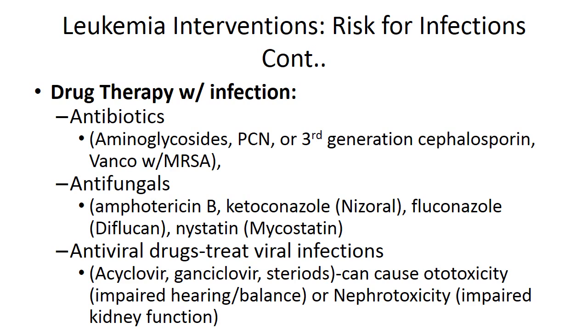Further drug therapy that is used if patients actually do develop an infection can be antibiotics, antifungals, or antiviral drugs. It's important to remember that antibiotics are often given as broad-spectrum antibiotics. So your aminoglycosides, your penicillins, or your third-generation cephalosporins may be used in these patients. And vancomycin may also be used to help prevent MRSA in patients, or in patients that already have MRSA, until we figure out what that infection actually is and what drugs are sensitive to that.